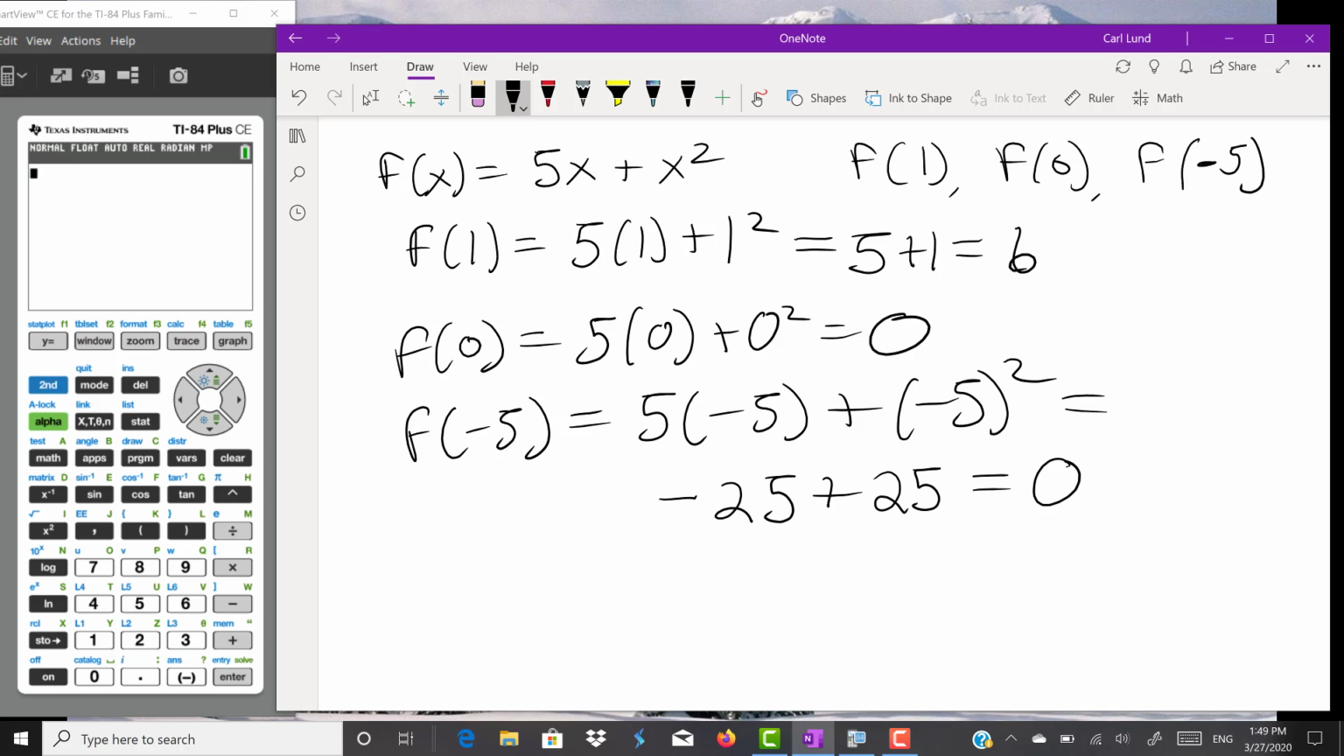You could also do this for a variable. What would this be if x were a? You do the same thing. This would be 5 times a plus a squared, and you'd be done. You aren't going to have to do this for our problems in this course, but some of the extra problems in the book might have that, like in the extended section, stuff like that.